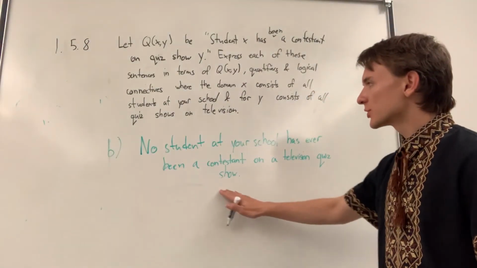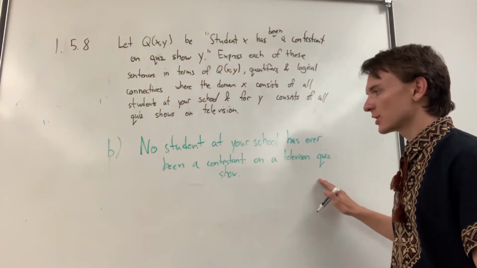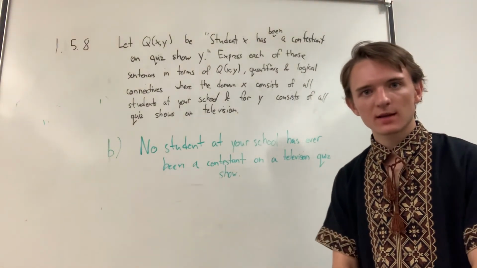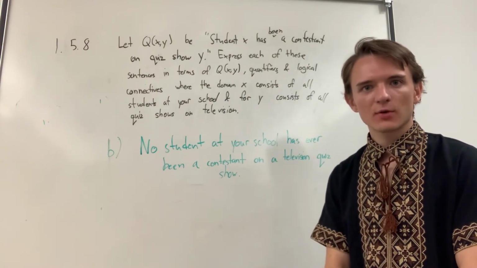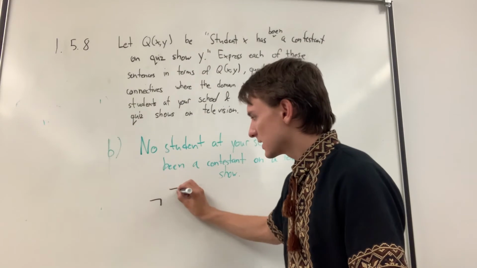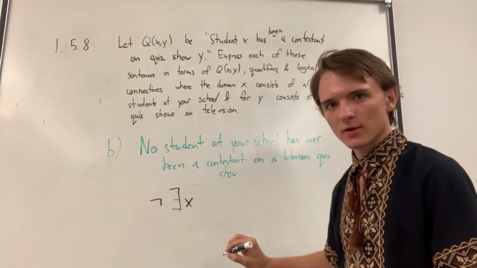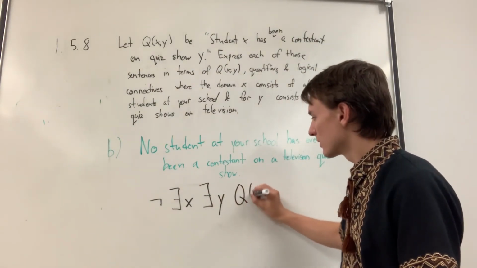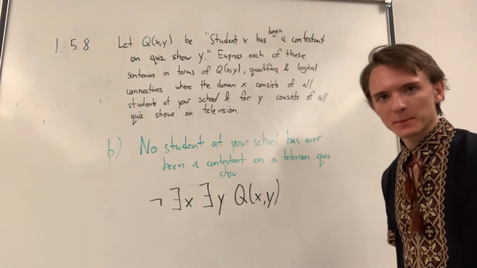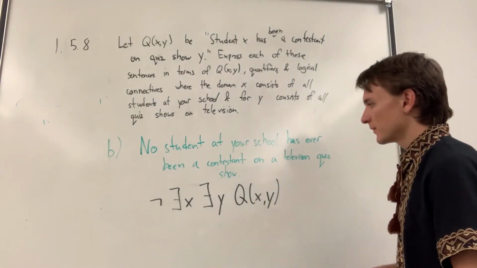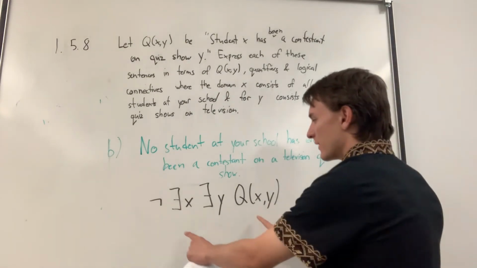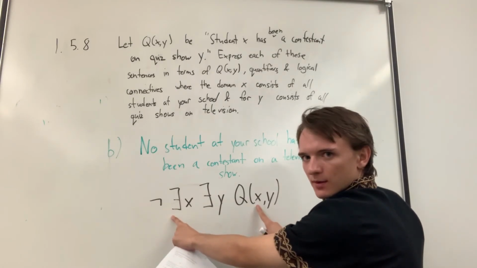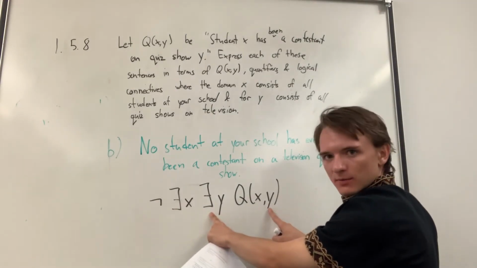Part B, no student at your school has ever been a contestant on a television quiz show. So we see the words no student, so we might use the negation of an existential quantifier. There does not exist an x for which there exists a y such that Q of x, comma y, right? There does not exist a single student at your school who has been on even a single quiz show.